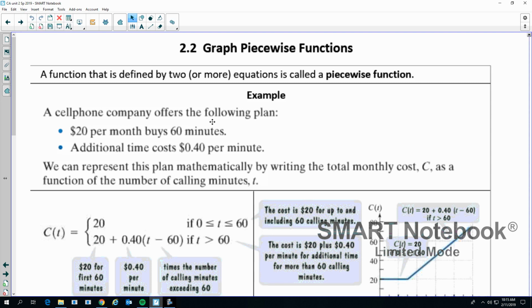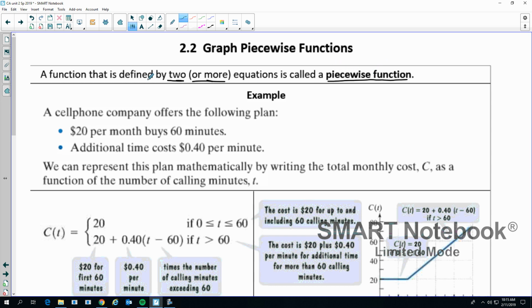Okay, so graphing piecewise functions. What we're going to do here is first look at a word problem, just because it helps explain piecewise functions, but we're not going to have to worry about solving word problems here. If you move on to pre-cal and stuff like that, you'll probably run into some word problems. But here we go. A function that is defined by two or more equations is called a piecewise function. So it's just a bunch of functions broken into pieces.